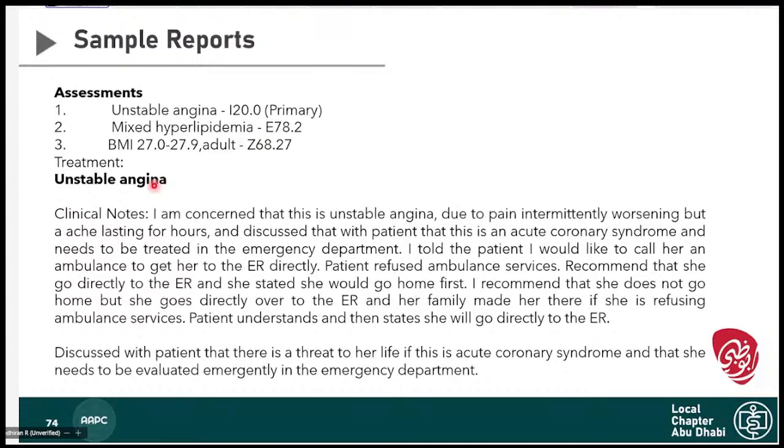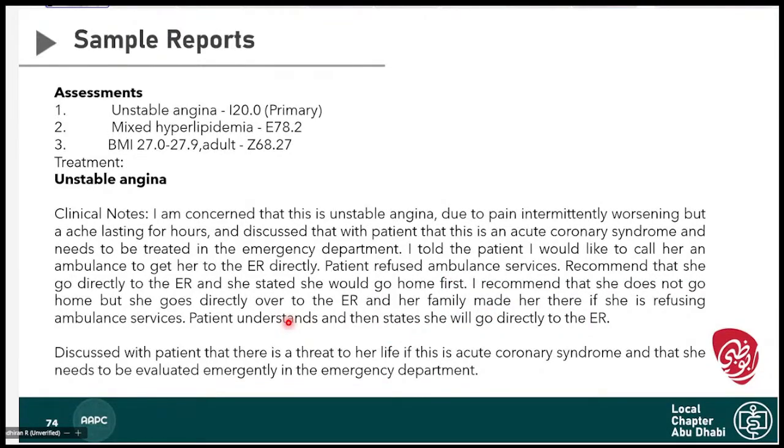Due to the unstable angina, the provider was concerned about pain intermittently worsening and lasting for an hour, and discussed that it could be acute coronary syndrome. That is the reason the patient was transferred to the emergency department. The provider said, I would like to call an ambulance to get you to the ER directly. However, the patient refused ambulance services and suggested going home first. But the provider clearly said the patient needed to go to the ER first due to the patient's condition. After that, the patient agreed to go to the ER directly.